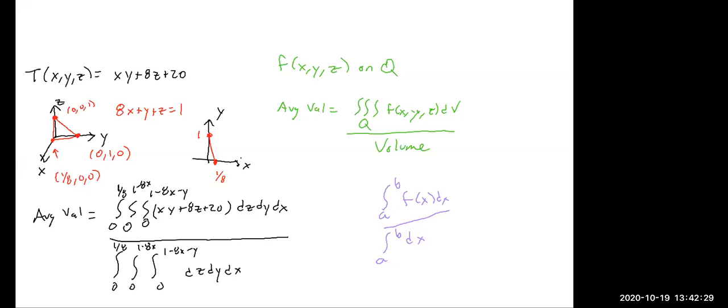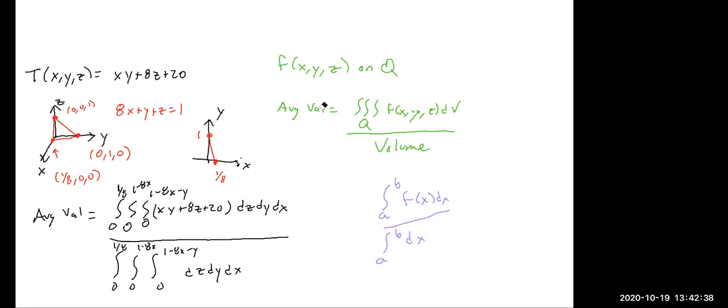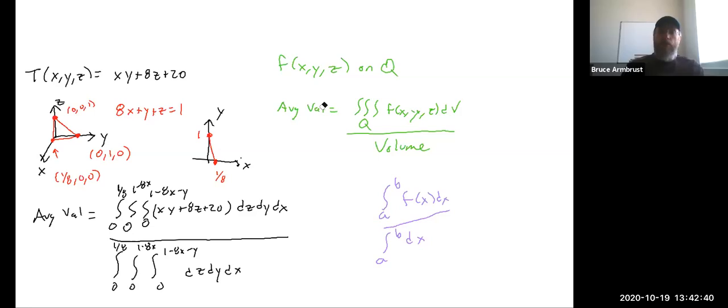Who figured this out? I have no idea. I really don't know who came up with the idea of doing multiple integrals. I'll look it up though. I'll see what I can find out. But pretty nifty. Definitely is useful in lots of places.